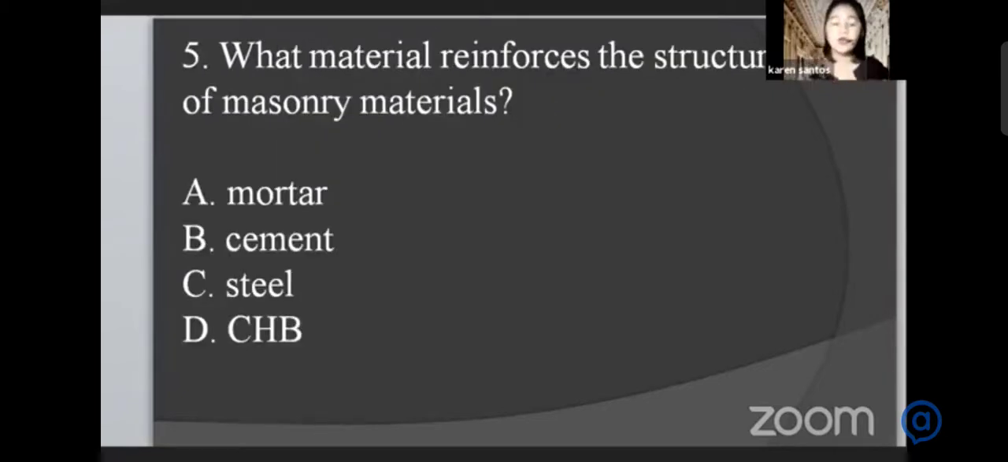Okay, next. What material reinforced the structure of masonry materials? A, mortar; B, cement; C, steel; D, CHB. Again, what material reinforced the structure of masonry materials? A, mortar; B, cement; C, steel; D, CHB.